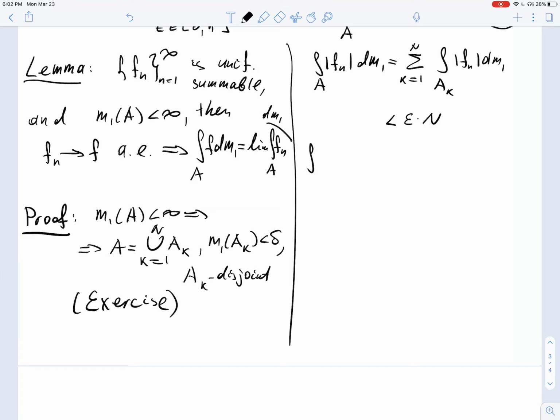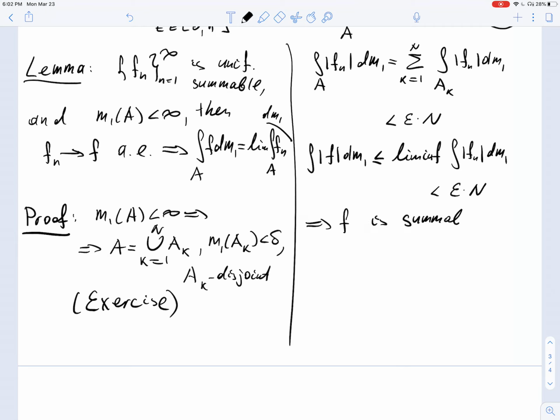So this means that the integral of absolute value of f, by Fatou lemma, is less or equal than lim_inf of integrals of Fn, which is less than epsilon times n, and this implies that f is summable. So we can take, for example, epsilon equal to 1. Then n is huge but still finite.